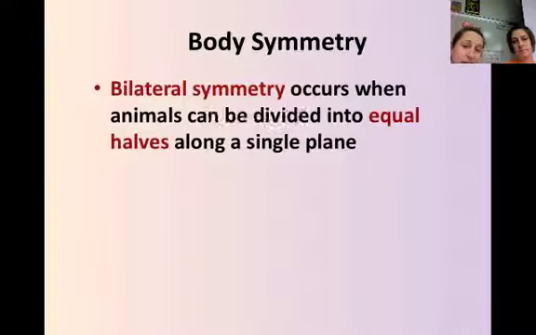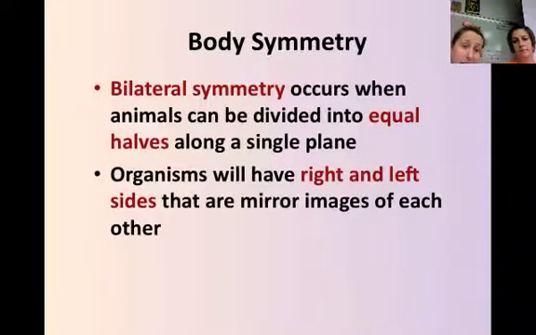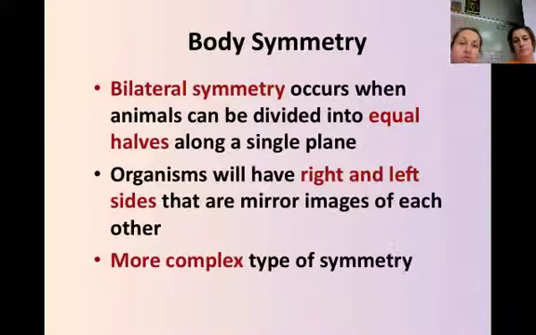And then the last symmetry was bilateral symmetry. That's the type of symmetry we have. It occurs when animals can be divided into equal halves along a single plane. So these organisms are going to have like a right and a left side, just like we have, you know, right arm, left leg, vice versa. You know what I mean? And they're going to be mirror images of each other. So this is also a sign of a more complex type of symmetry in the organism.